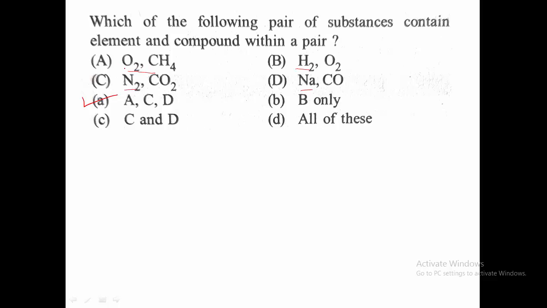That is O2 is an element and CH4 is a compound. And N2 again it is an element and CO2 is a compound. And Na is an element and CO is a compound. So these A, C, D are the pair of substances which contain element as well as compound. But in case of B, H2 is an element, O2 is also an element. It does not consist of a compound. Therefore, option A, that is ACD, is the right answer.